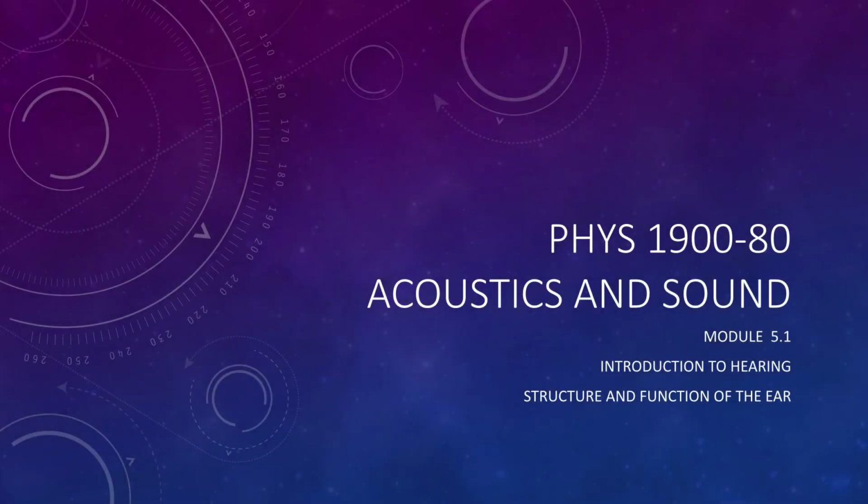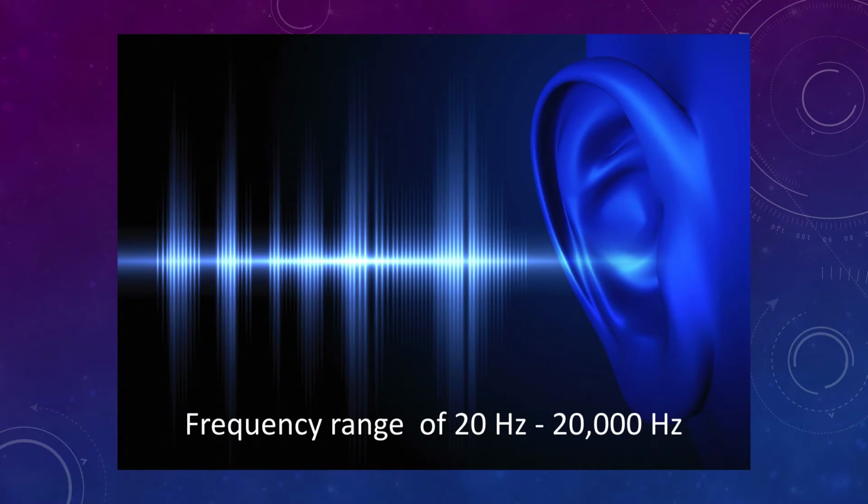Module 5.1 Introduction to Hearing: Structure and Function of the Ear. The human ear is an incredibly sensitive device, a truly remarkable piece of engineering. It can hear a frequency range of 20 Hz to 20,000 Hz, almost 10 octaves, a factor of 1,000 from the lowest to the highest frequency.